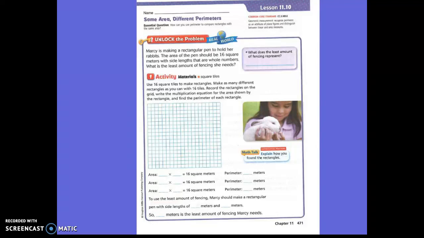Okay? With side lengths that are whole numbers, what's the least amount of fencing that she needs? So you're looking for the smallest amount of fencing. How can you make an area of 16 with the smallest amount of fencing? When we answer this problem, we're going to do multiple ways to get an area of 16. Okay? But what does the least amount of fencing represent?